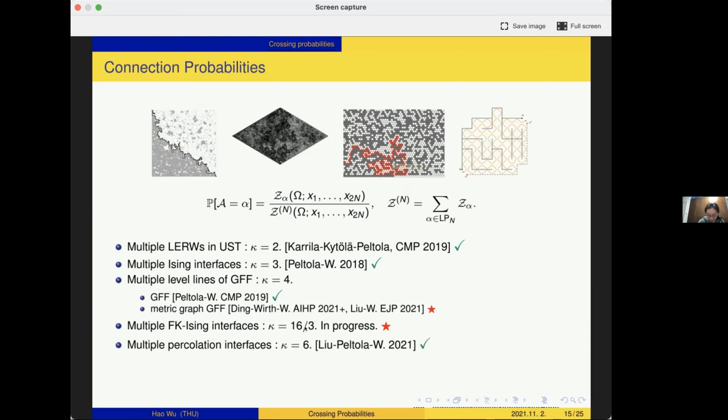And the next one is about multiple percolation interfaces. For this case, the same formula also holds, and we only need to change the parameter from kappa equals 3 to kappa equals 6. And the last one is about the uniform spanning tree. So now let me turn to the second part of my talk. What is special for the uniform spanning tree?